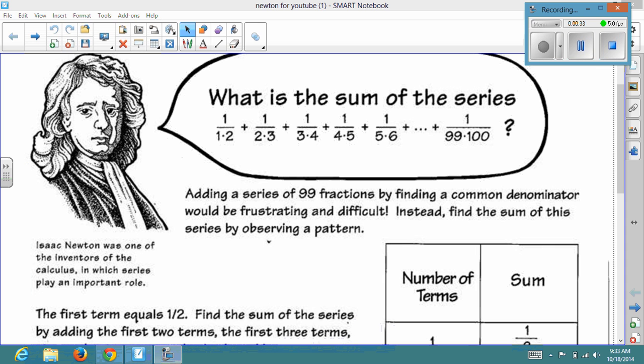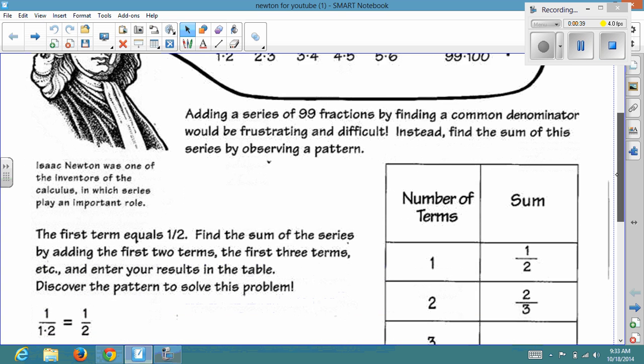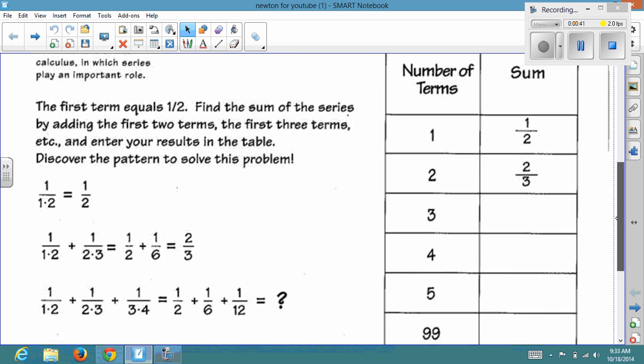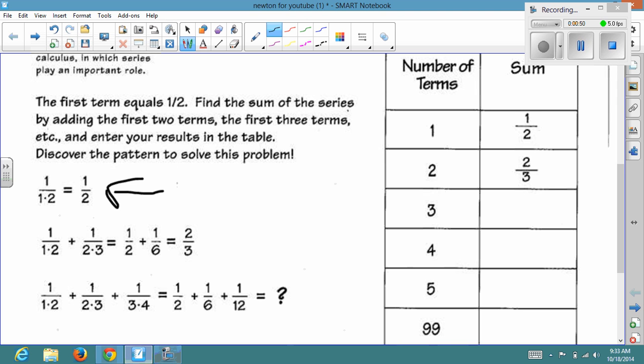Now, you know when you add fractions, you have to have a common denominator. And if you were having to find the common denominator of these things, it would be a nightmare. So here the first fraction would be 1 over 2, which is a half. And so the first term in this series, the answer would be a half.